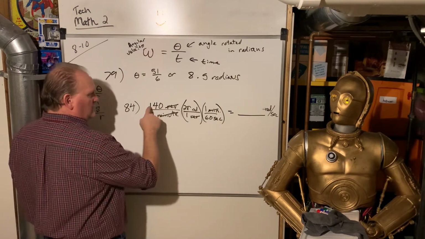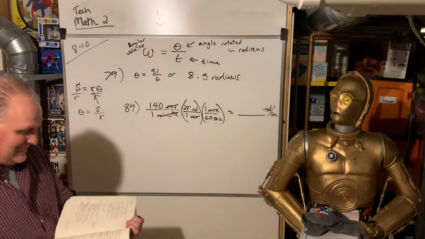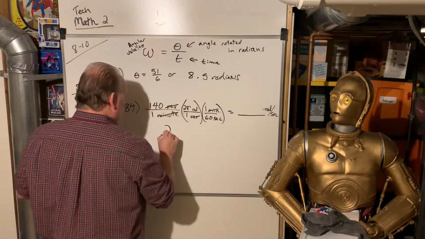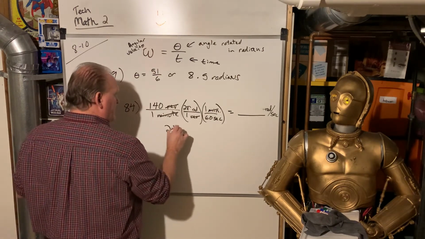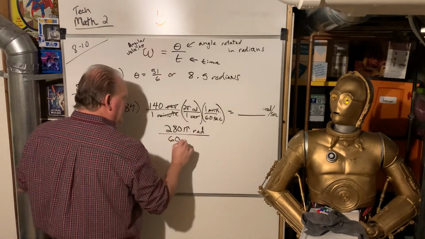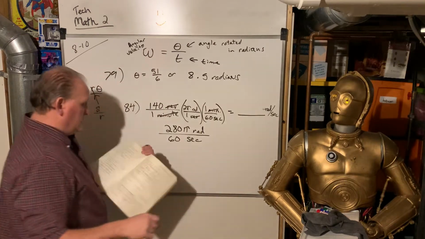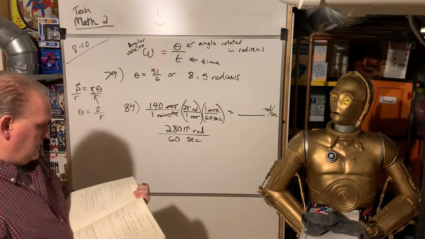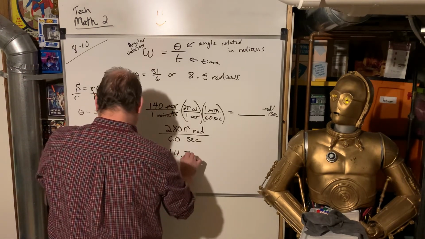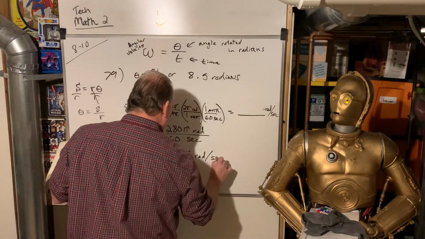So if you take 140 times 2 pi and then divide that by 60, that will give us our final answer here. If you want to write 280 pi radians in 60 seconds, but we don't want 60 seconds, nor do we want pi in our answer. So you just stick that in your calculator and then divide it, and that'll kick out 14.7. And that would be radians per second.